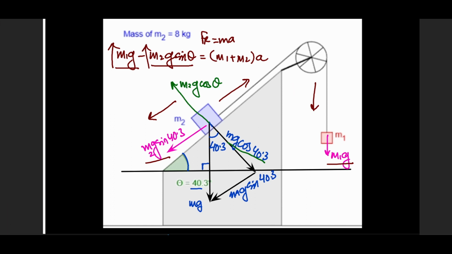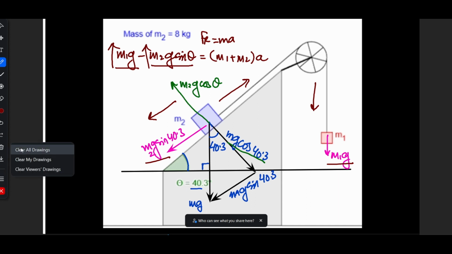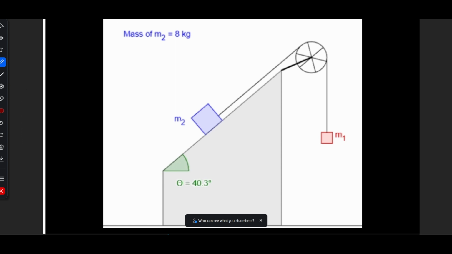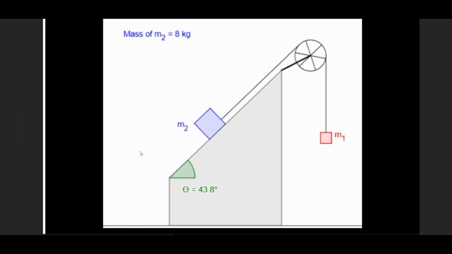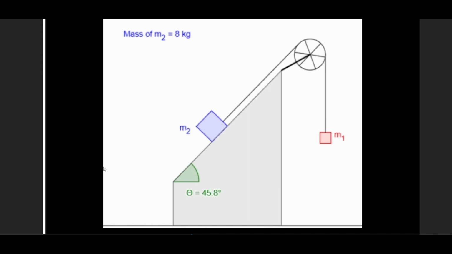Now, let's clear the screen and see how the system is actually going to behave, right? Okay. Let's play this video and see what happens. As you can see that it is sliding downwards, which means that the m2 sine theta component would have been greater than m1. This is a common example in P1 MCQs as well. We will see that later.